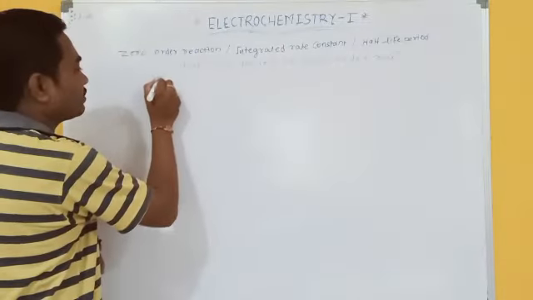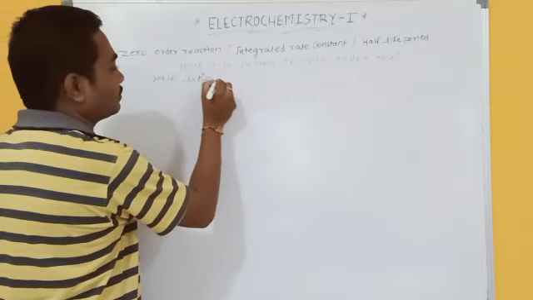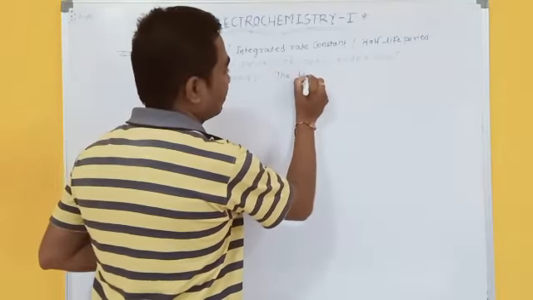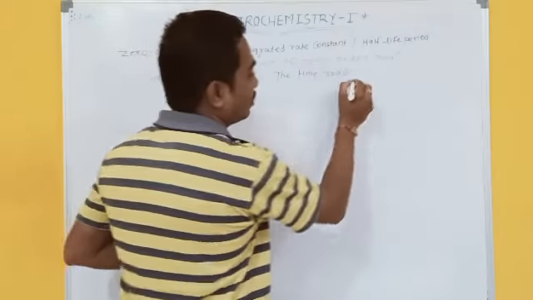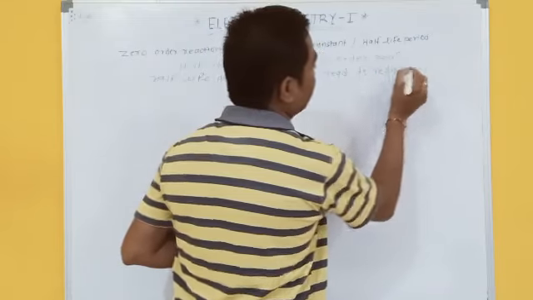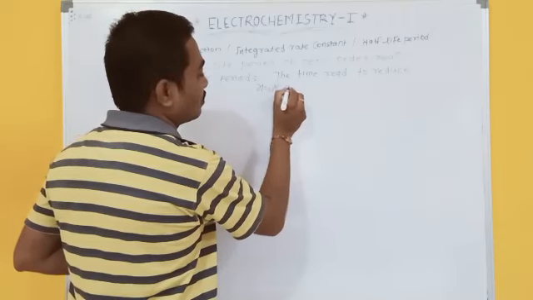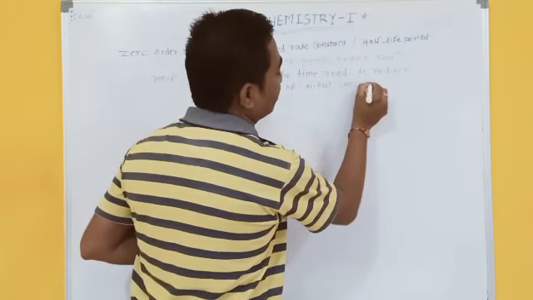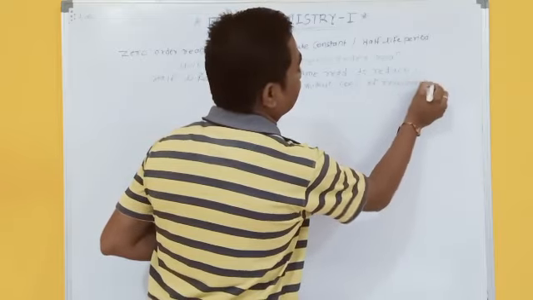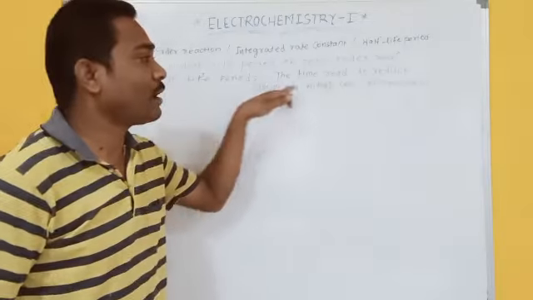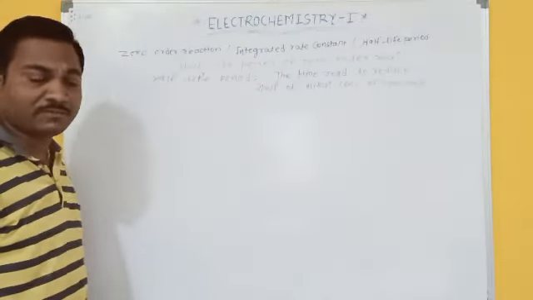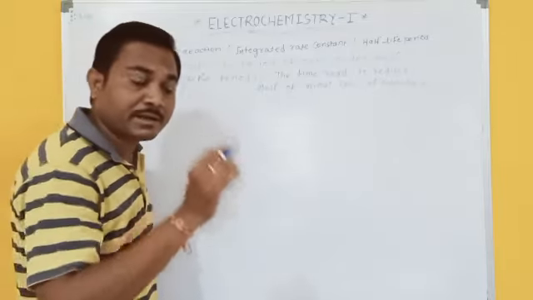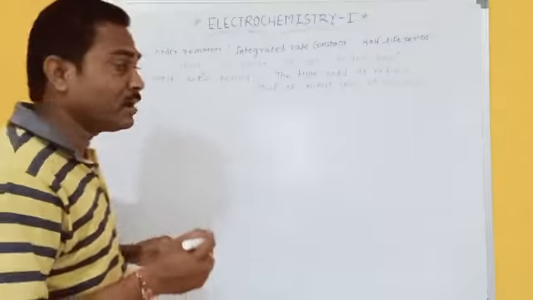What is meant by the half-life period? The time required to reduce half of the initial concentration of reactant is known as the half-life period, or the time required to complete half of a chemical reaction is also known as the half-life period.